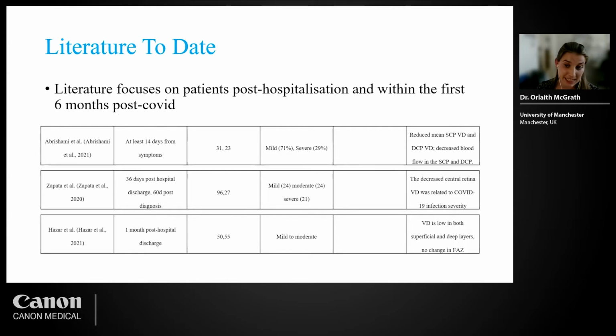And Xephilio et al., published in the British Journal of Ophthalmology, also found decreased central retinal vessel density, and they related this to COVID-19 infection severity. And Hazar et al., who published in Photodiagnosis and Photodynamic Therapy, found that vessel density is low in both superficial and deep layers, but no change in the foveal vascular zone.